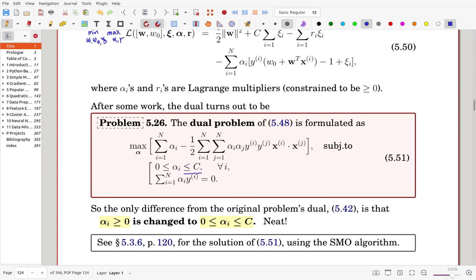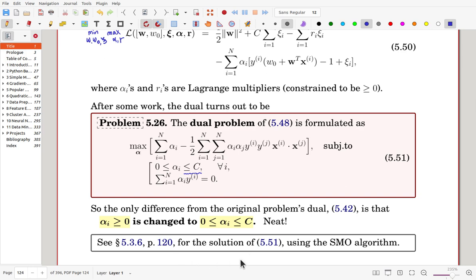Now alpha I is bounded here by C. So we can say that the only difference from the original problem's dual is that alpha I was non-negative, and that condition is changed to alpha being between 0 and C. So it's quite neat. In practical implementation, it's not much changing. Only by using this additional inequality, we can solve the problem. So it's quite a neat formulation.